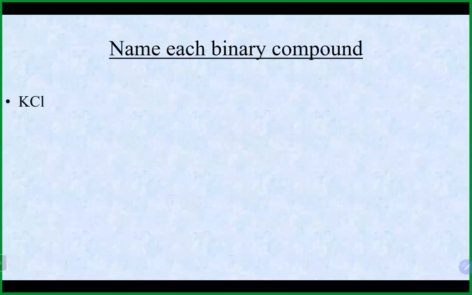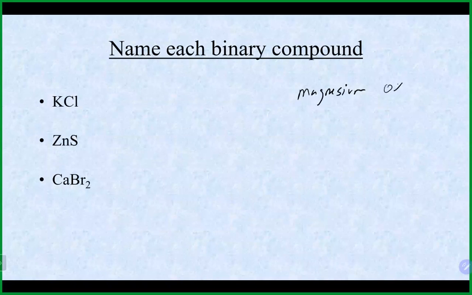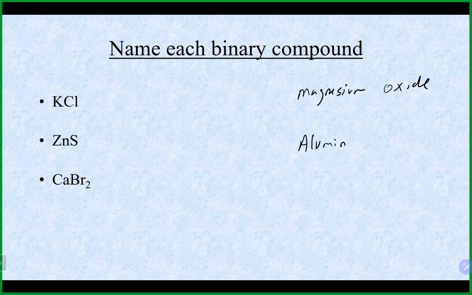All right. So why don't you try some here, give the names, and also let me give you some names and give me some formulas. Let's do magnesium oxide. And let's do aluminum sulfide. All right. Proper name on the left, proper formula there on the right. See what you come up with.